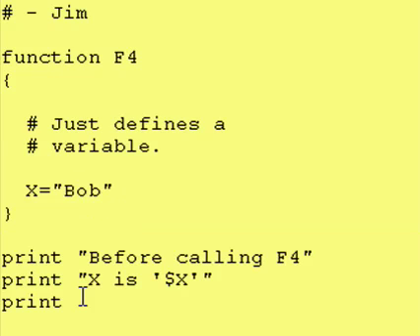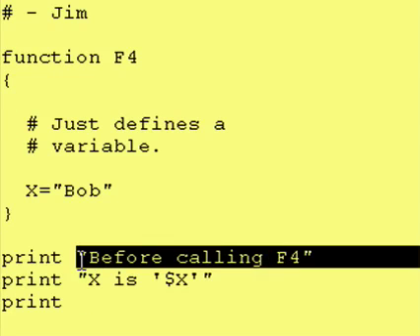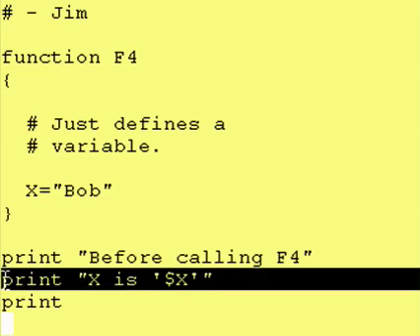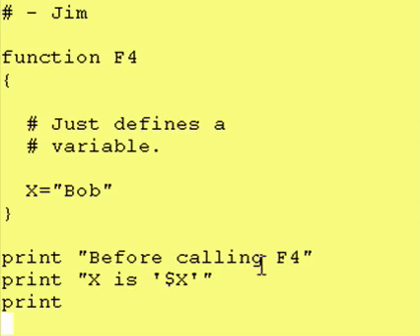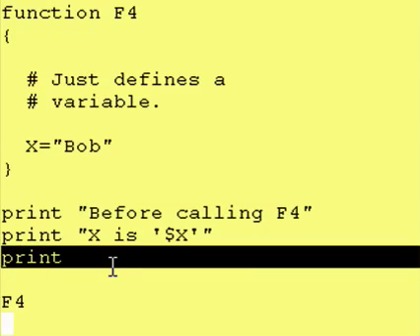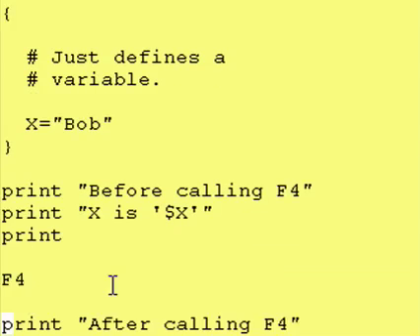So here's our code. First thing we do is we are just printing before calling F4, and we try to look at what x is. At this point, because we haven't called F4, the variable x is actually unknown. So this value right here should be empty. So when we run this script, we should see x is equal to single quote, single quote. Then we just print a blank line for readability.